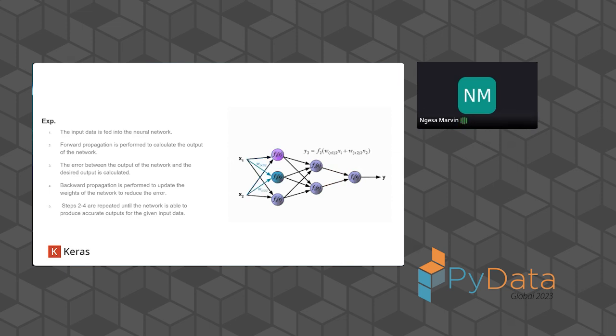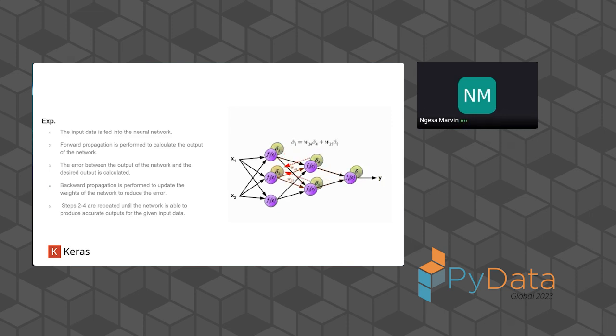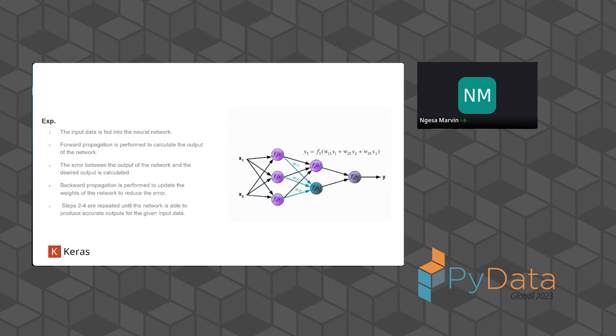So in this entire process, you have the forward propagation, you have the backward propagation, and you use them together to train your neural network. The forward pass is used to calculate the output of the network, while the backward pass is used to update the weights of the network to reduce that error. The process is repeated over and over again until you're able to increase your accuracy and produce an accurate prediction for every input that you give to it.